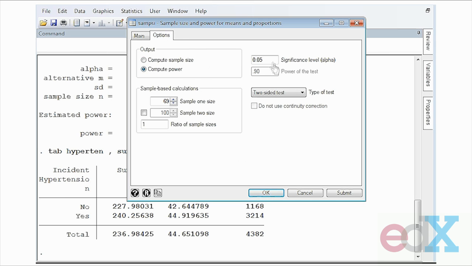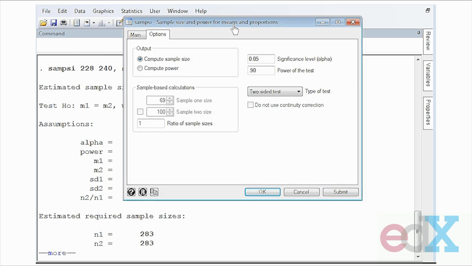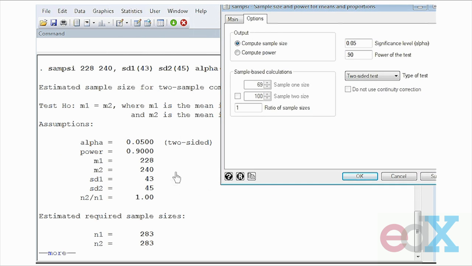Let's say compute the power, significance level of 0.05. Let's leave that the way it was, a two-sided test. Now let's say compute the sample size. First let's compute the sample size to get a power of 0.9 and submit that, and what do we get? We get that if we want to detect this smaller difference, let's say 12 units, then when the standard deviation is 43, we're going to need a sample size of 283 from the first group and 283 from the second group.